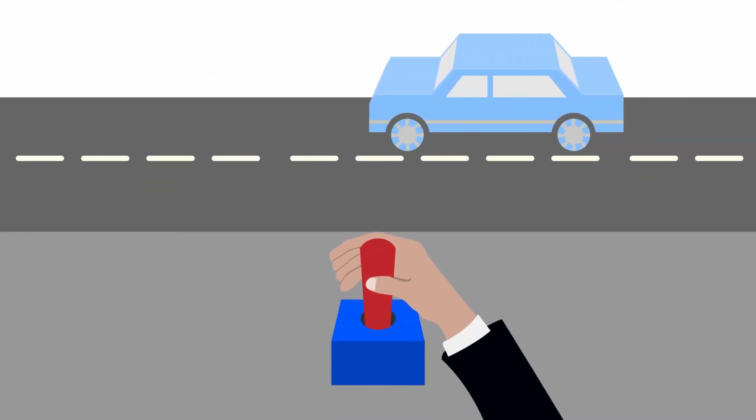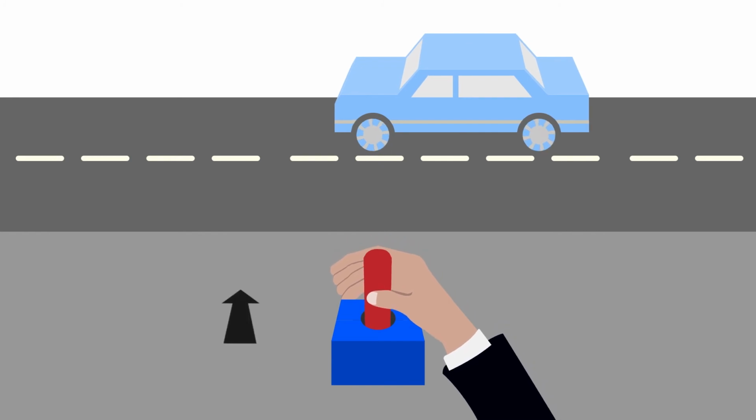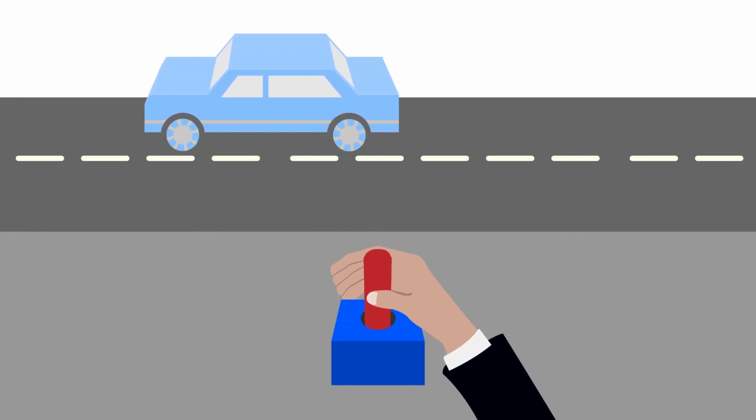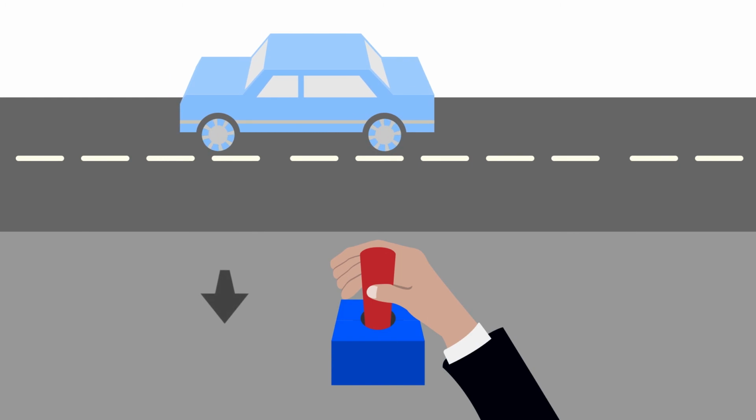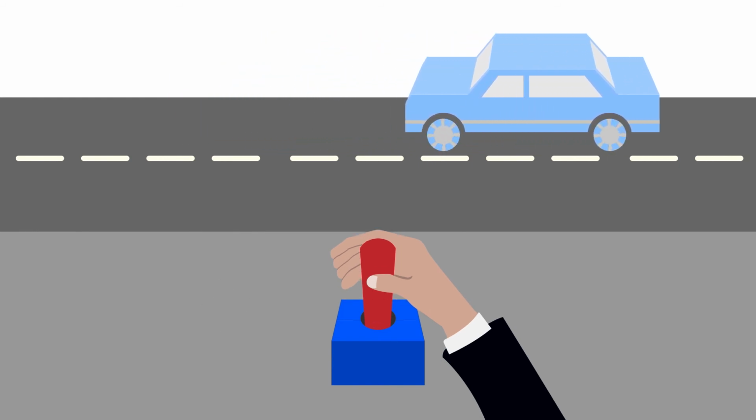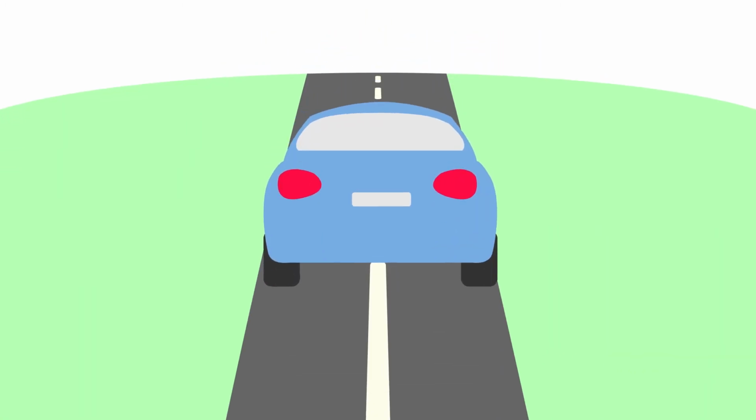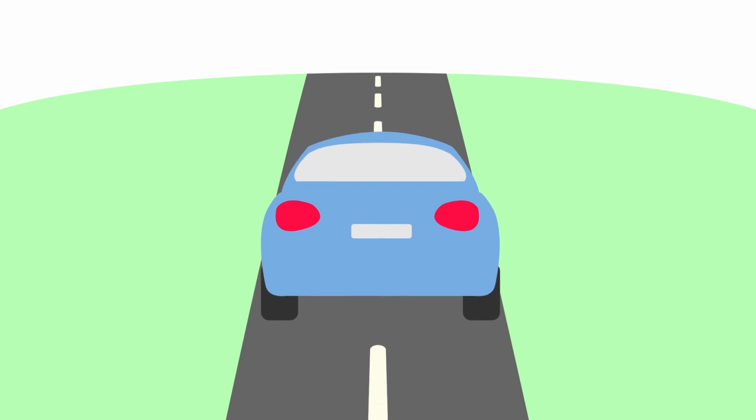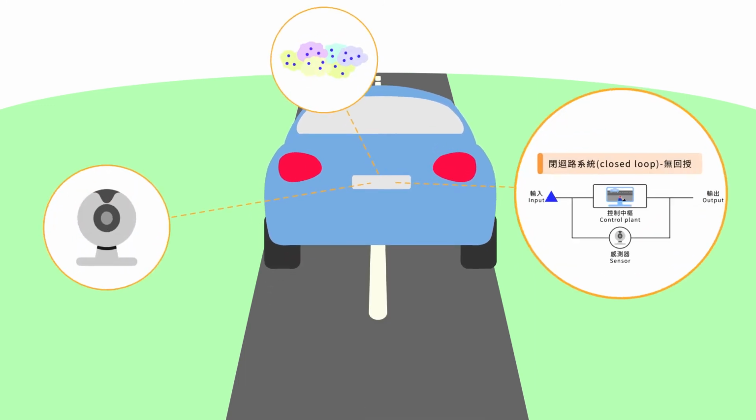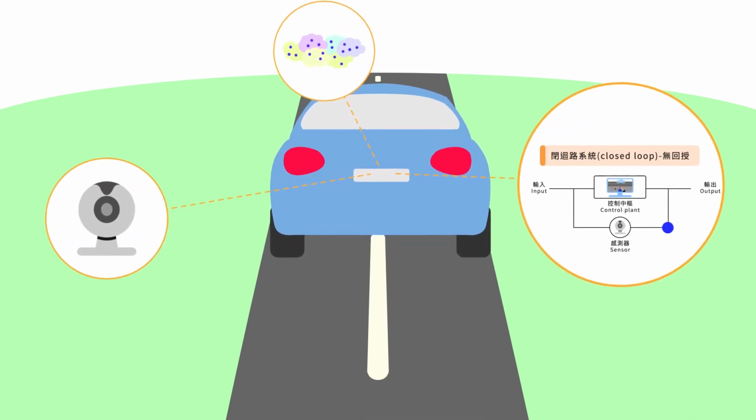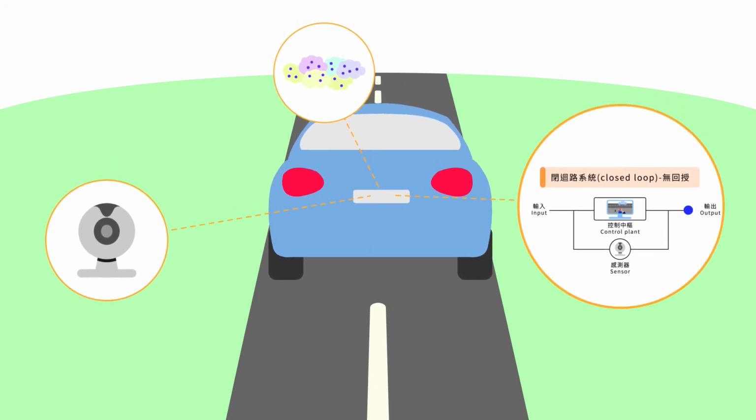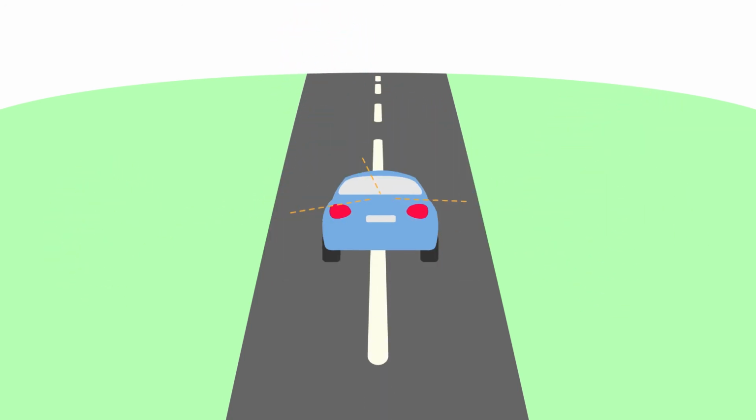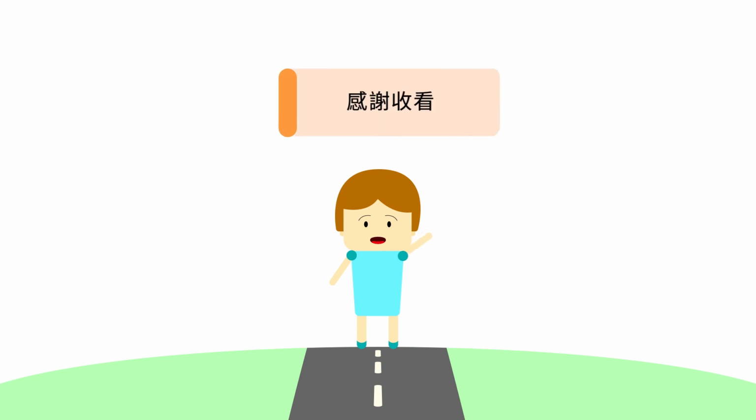So even without a driver on the steering wheel, the car is still being controlled, because behind it is a control system. So the core idea behind self-driving cars is a closed-loop feedback system that connects everything together, allowing the cars to travel safely. This concludes our video.